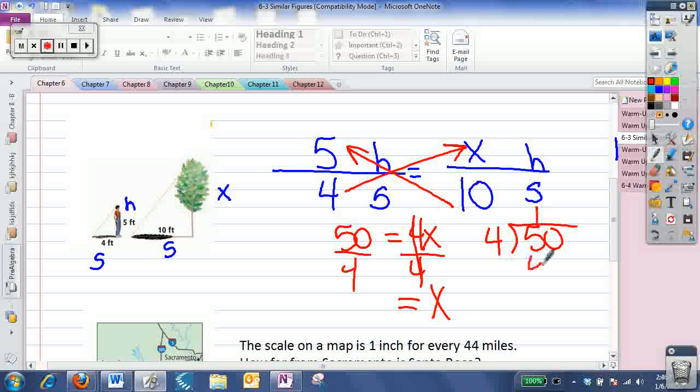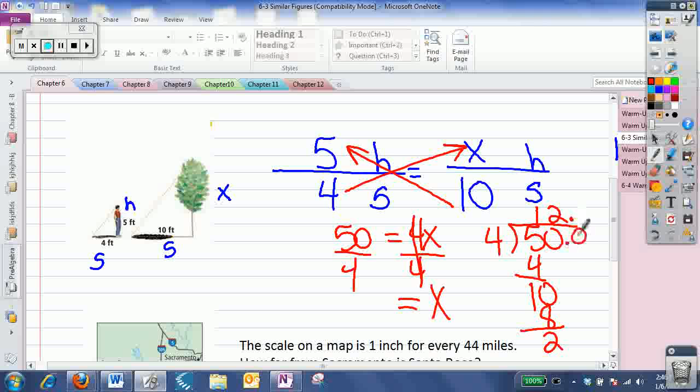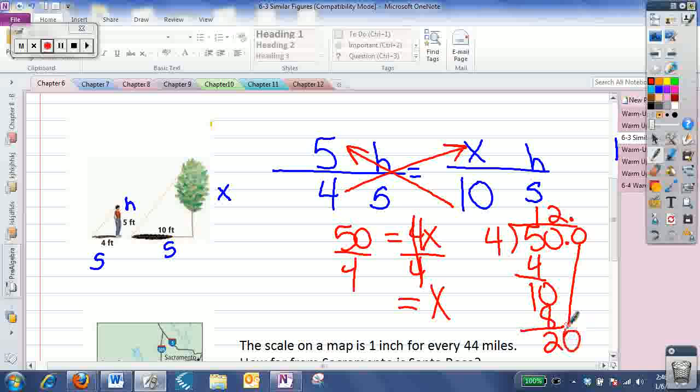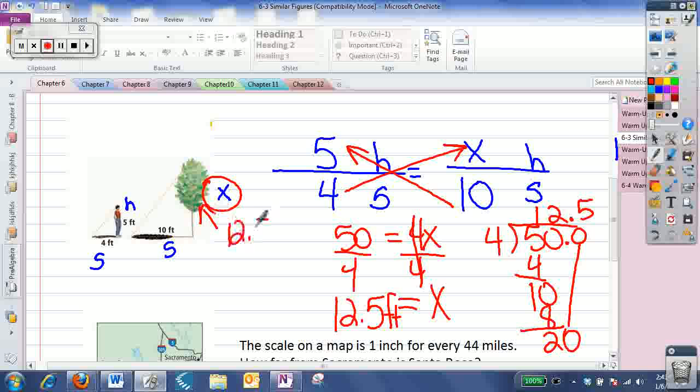Let's see what that's going to give us for x. 4 goes into 5 one time. 4 goes into 10 twice. Uh-oh, I have a remainder. We need to add a decimal in our answer. Bring down the 0. 4 goes into 20 five times. So x actually equals 12.5. And we're dealing with height, so that's feet. So we now know that the x, or the tree's height, is 12.5 feet. Copy this into your notes.